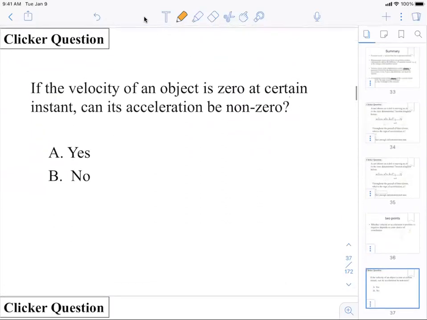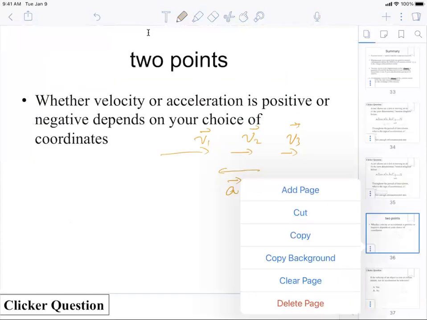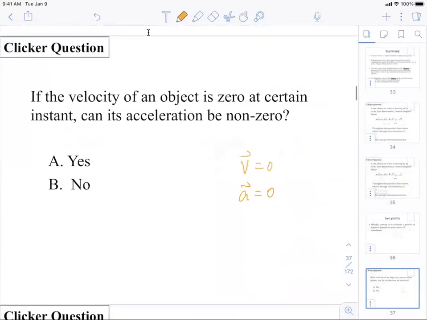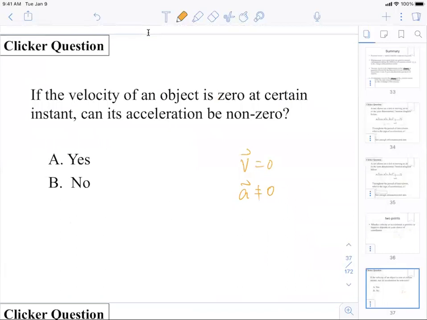Another takeaway message, and then we will end the class for today: if I tell you the velocity of an object at a certain moment is 0, can we conclude the acceleration must also be 0, or can it be non-zero? So basically, if v is 0, does that mean a has to be 0 or non-zero? I'm asking you to vote on non-zero. Is it possible that a could be non-zero?